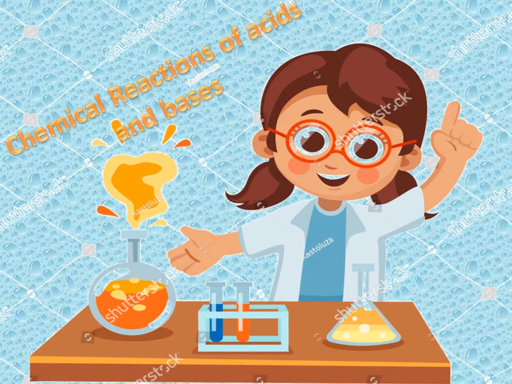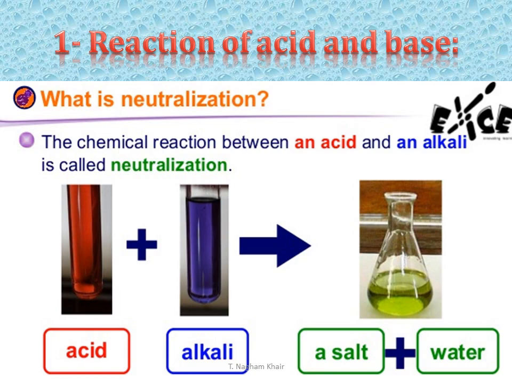Now, chemical reactions of acids and bases. Which reactions do they make? The first reaction is the reaction between the acid and the base. Acid and base give salt plus water. Salt plus water is a neutral substance. For this reason, the reaction between an acid and a base is called a neutralization reaction, because the product is neutral.